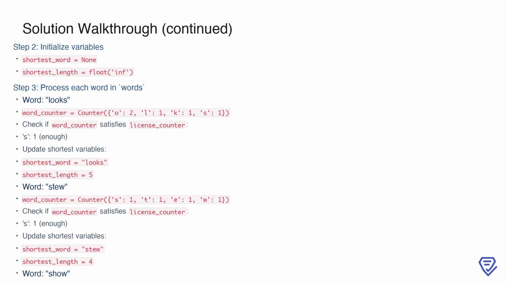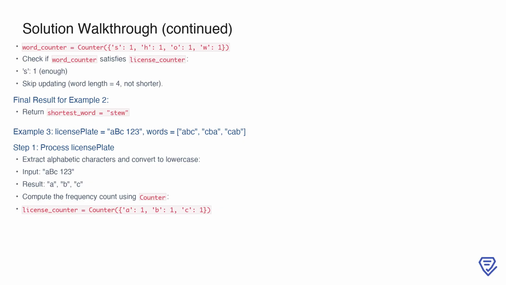Finally, we examine show. The word show has a frequency count of Counter, s1, h1, o1, w1. It satisfies the license_counter because it contains 1 s. However, since its length is 4, it isn't shorter than the current shortest word, stu. As a result, we skip updating the shortest variables. At the end of this process, the shortest completing word for the license plate 1s3 456 is stu, which we return as the result. Now, let's consider another example.